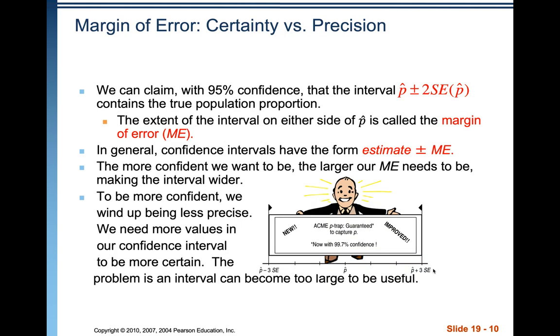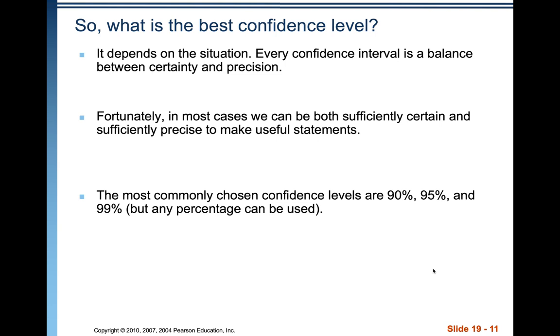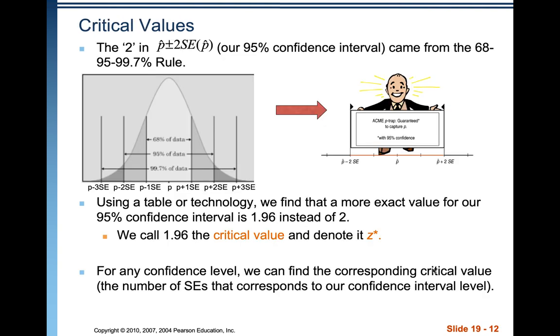So sometimes people ask what's the best confidence level, because you can pick how confident you want to be. It depends on the situation. Every confidence interval is a balance between certainty and precision. Fortunately, in most cases, we can be sufficiently certain and sufficiently precise to make useful statements. The most commonly chosen confidence levels are 90%, 95%, and 99%, but any percentage can be used.